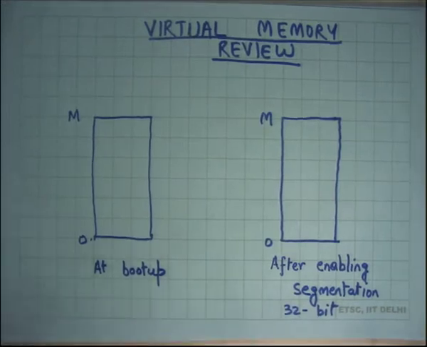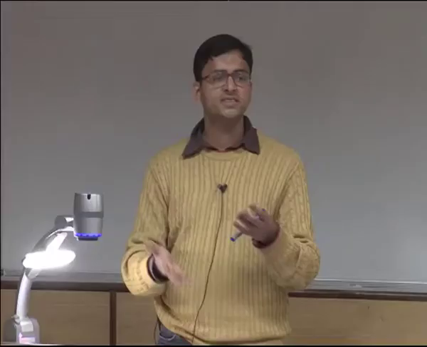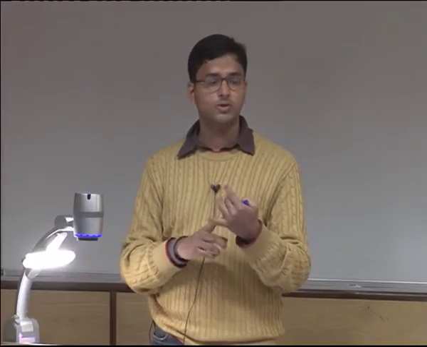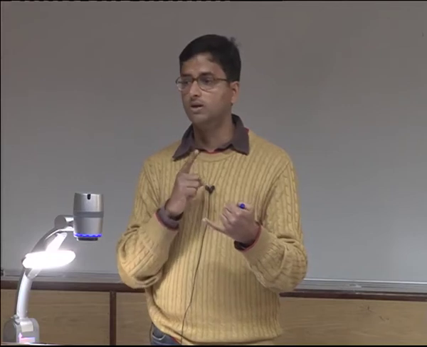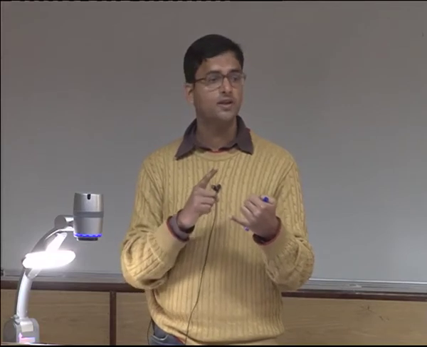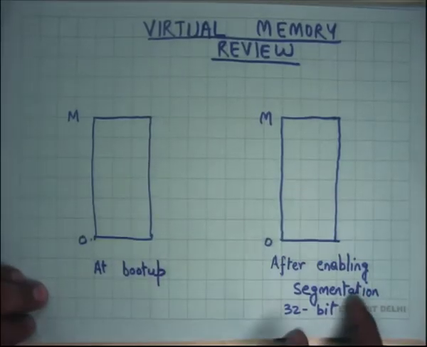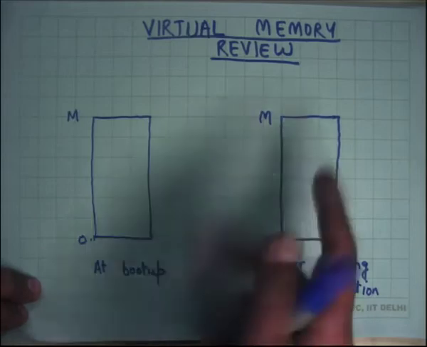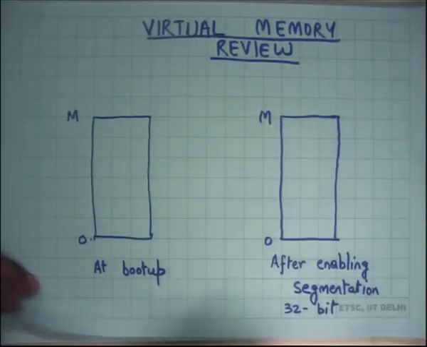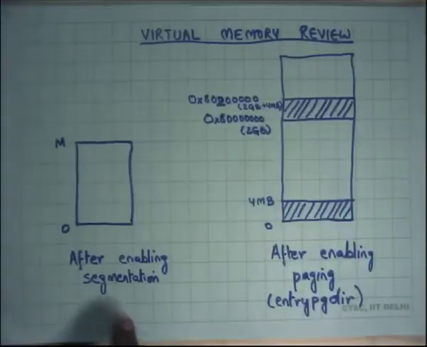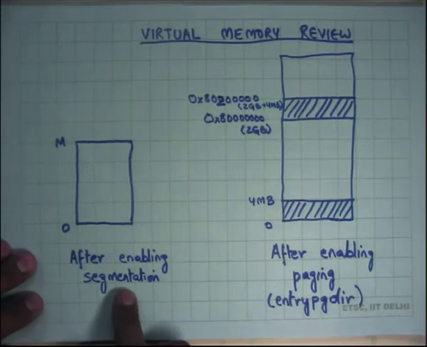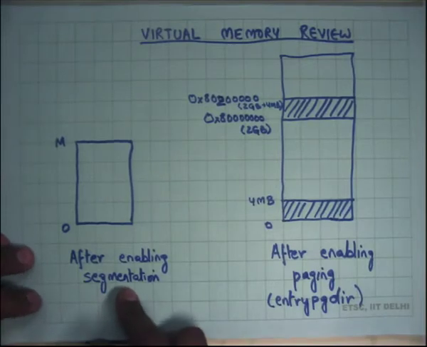Similarly for ESP or any direct addressing. These addresses can be generated in many ways: through a register, through direct addressing, through displaced addressing, right? All those things we have studied already. In any case, they all go through segmentation, and we saw that after enabling segmentation, our address space is still the same, 0 to m. Okay, so here's another figure. After enabling segmentation, I had 0 to m.